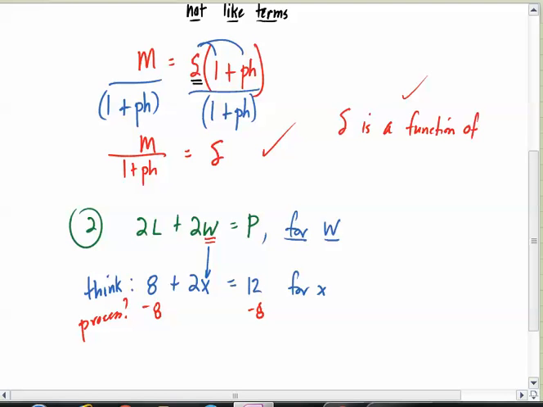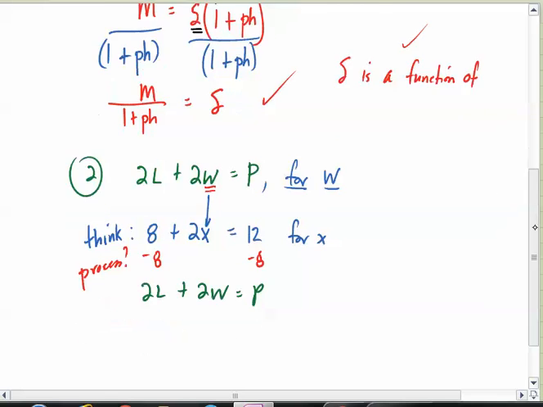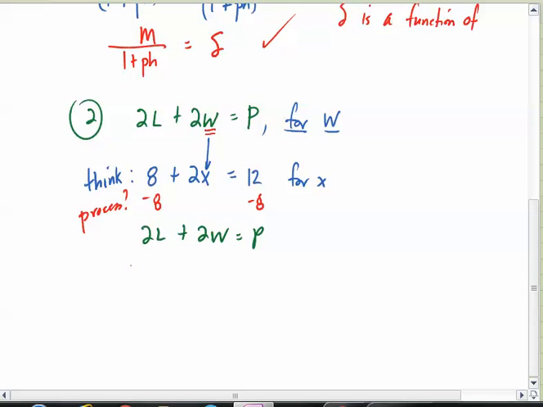So guess what I'm going to do with this green one? I'm going to minus 2L from both sides. So let me put it back on here. Okay, and let's go ahead and subtract the 2L from both sides, meaning both sides of the equal. So we have P minus 2L is equal to 2W.